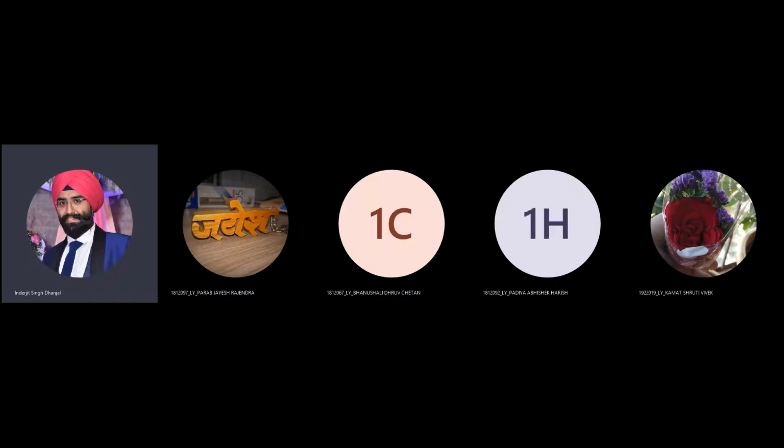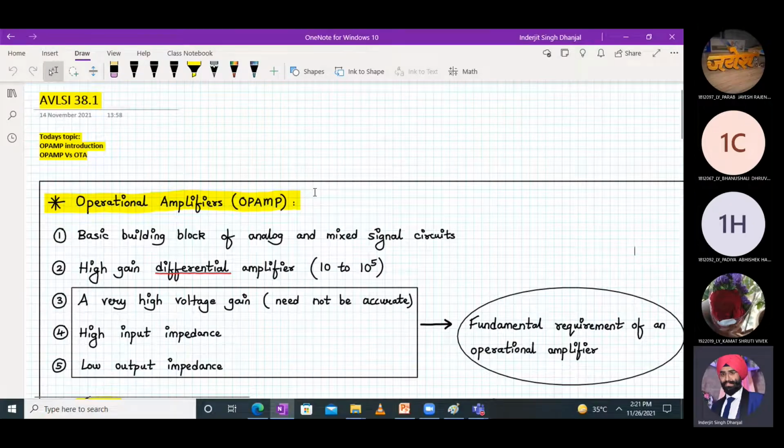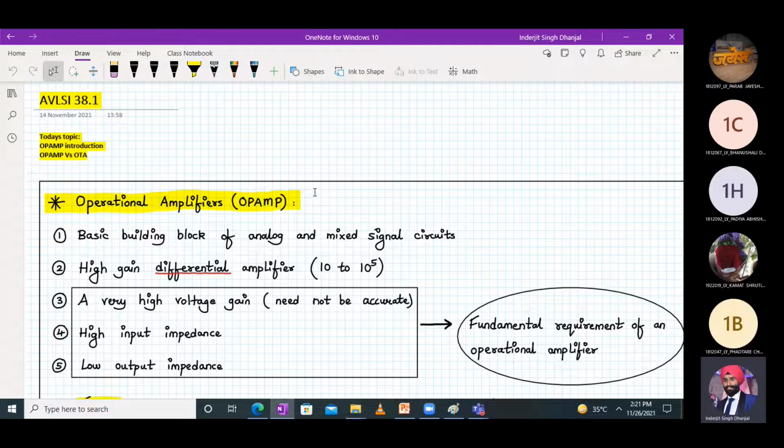Hello everyone. Welcome to AVLSI lecture number 38.1. Today we are going to start with module number 4, that is operational amplifier, or we can call it in short form as Opamp. So let's begin.